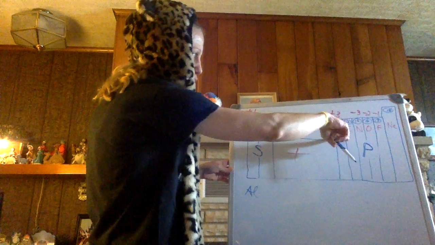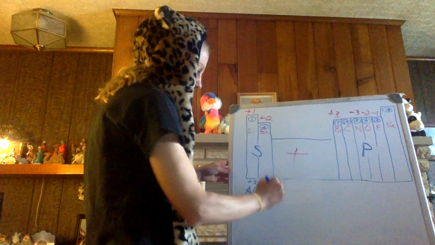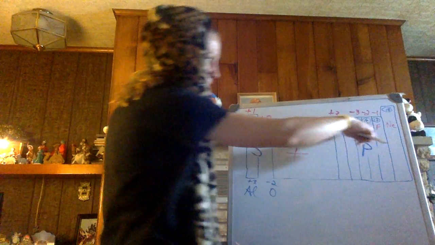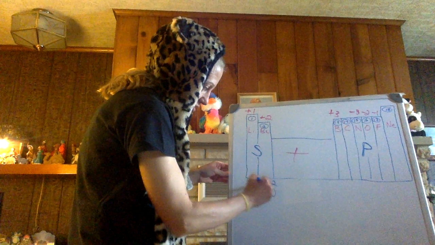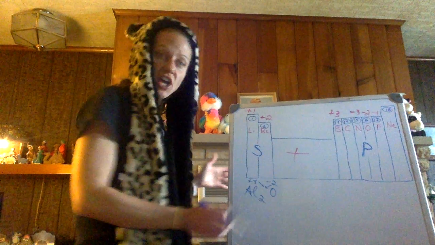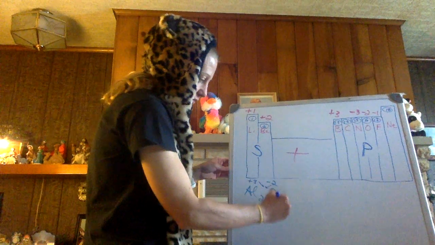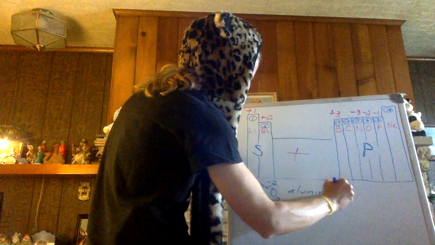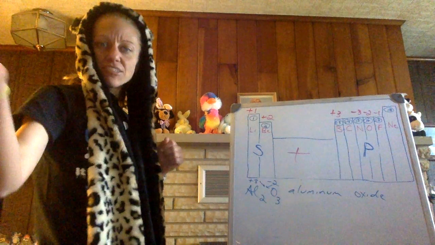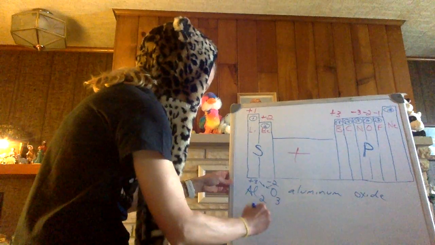We're going to look at Roman numerals then, and you guys have a practice following that. We've got aluminum, which would be right here, so plus 3. Oxygen is minus 2. It's in group 16. I even have oxygen up there. When I cross my charges then, I need 2 times 3 for 6, and 3 times negative 2 for 6. Al2O3, aluminum oxide.